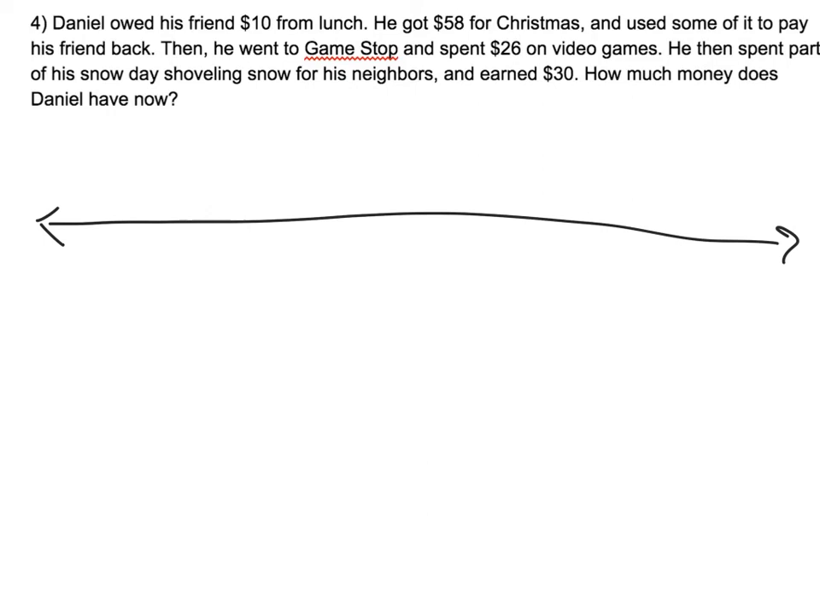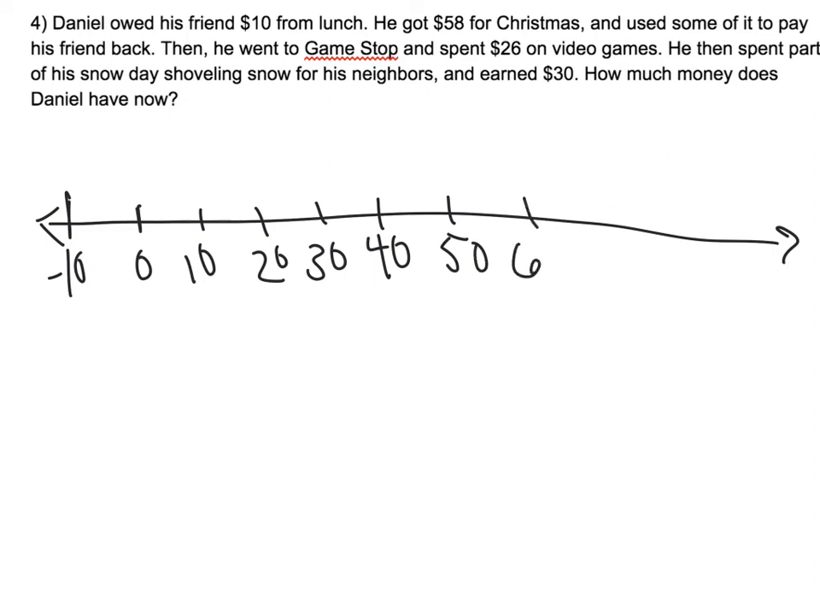So he started at negative $10. Okay, he owed $10 to his friend. Let's say if we count by tens, this can be 0, 10, 20, 30, 40, 50, and 60. So that will make it a little bit easier, and we can sort of estimate because we will already have a pretty good idea of what we're doing.